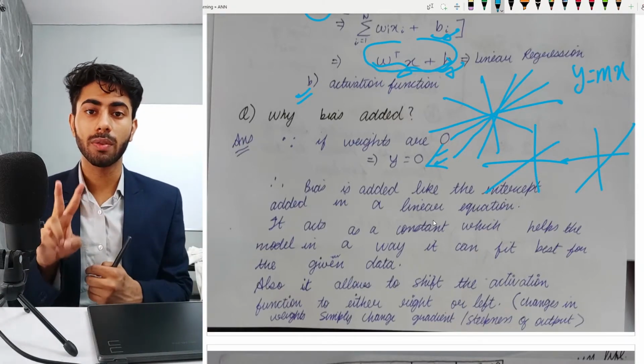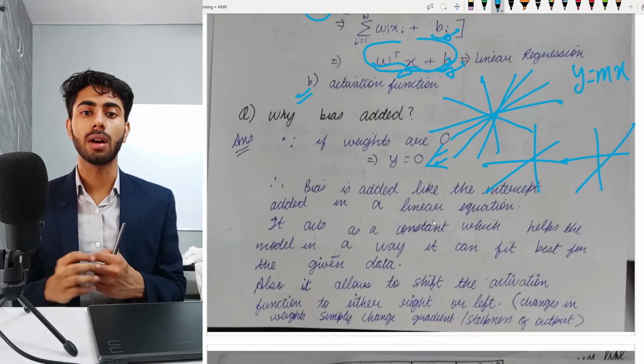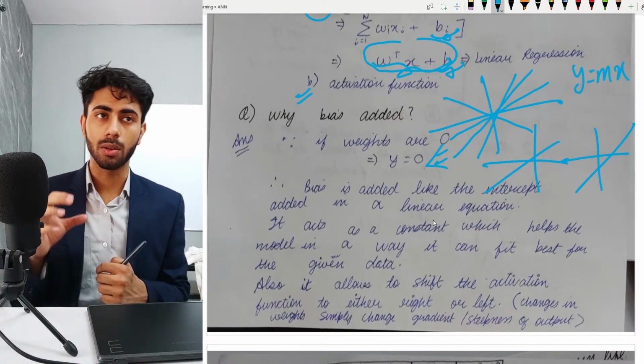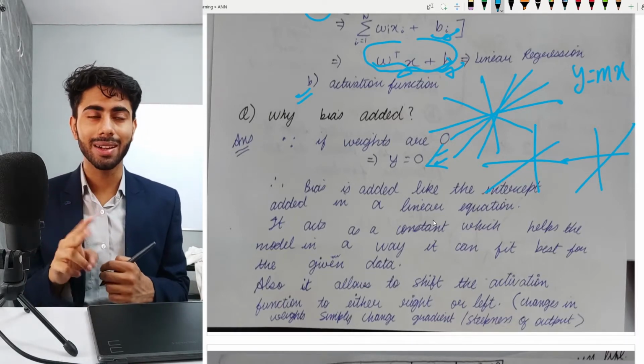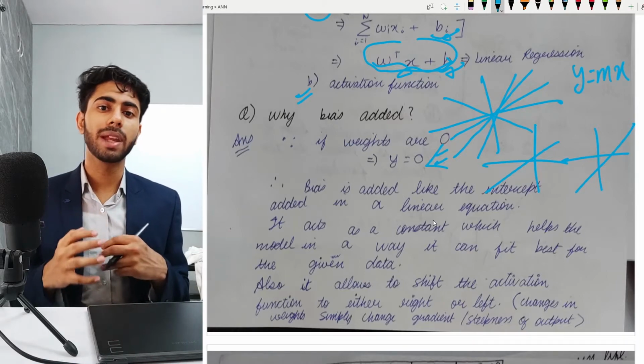So there are two reasons for adding bias. The first one is that I don't get zero as output from a neuron, and the second one is that I can shift the line during the pre-activation step.